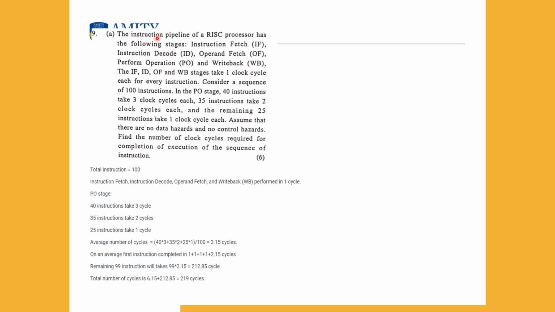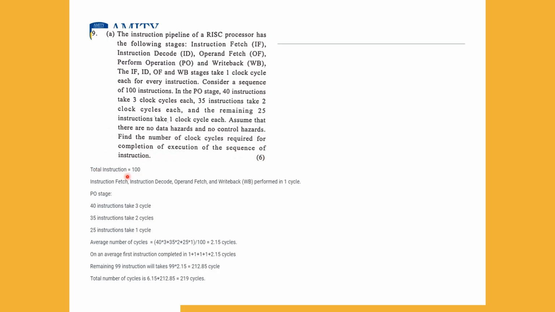Now in this instruction pipeline we have the RISC processor that has the following stages: the IF stage, ID, OF stage, PO stage, WB stage, and all these stages take 1 clock cycle for each instruction. Now we consider a sequence of 100 instructions. In the PO stage, 40 instructions take 3 clock cycles, 35 take 2 clock cycles, and the remaining 25 instructions take 1 clock cycle each. Assume that there are no data hazards and no control hazards. You have to find the clock cycles required for the completion of execution of the sequence of instructions.